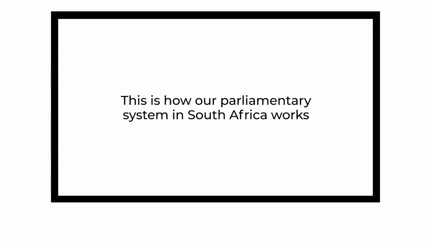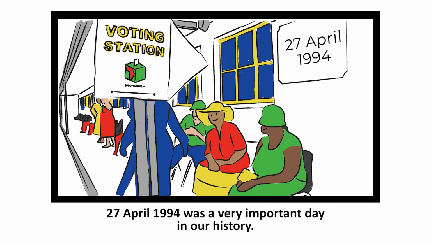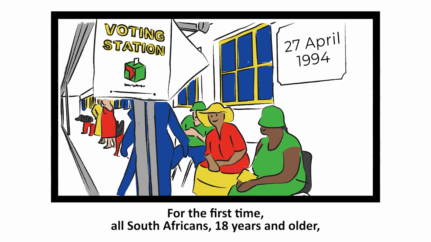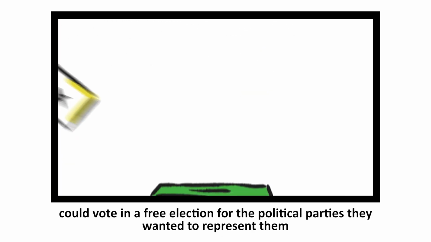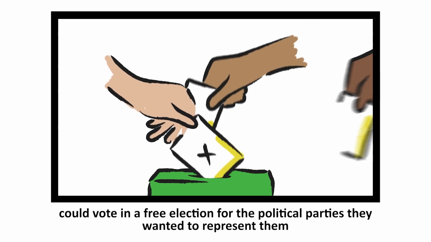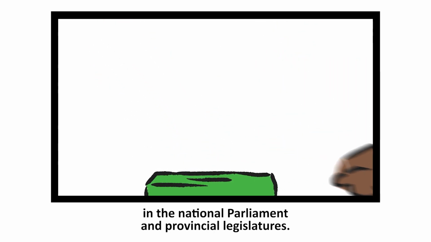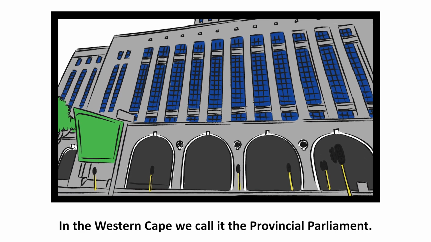This is how our parliamentary system in South Africa works. 27 April 1994 was a very important day in our history. For the first time, all South Africans 18 years and older could vote in a free election for the political parties they wanted to represent them in the national parliament and provincial legislatures. In the Western Cape, we call it the provincial parliament.